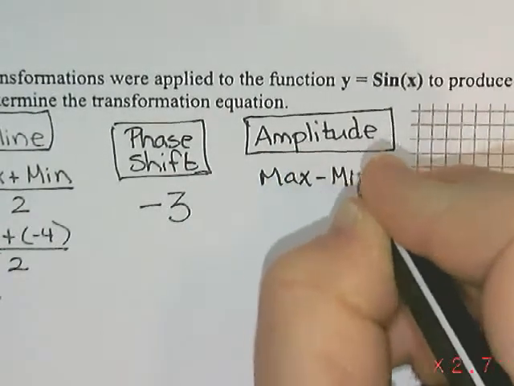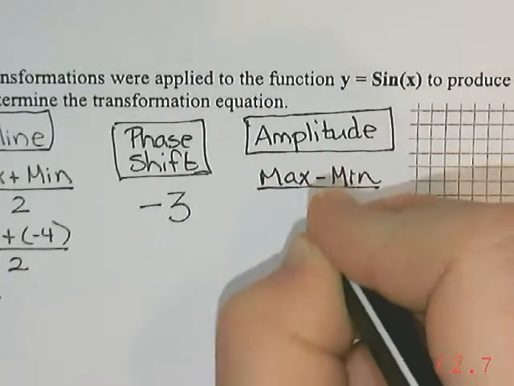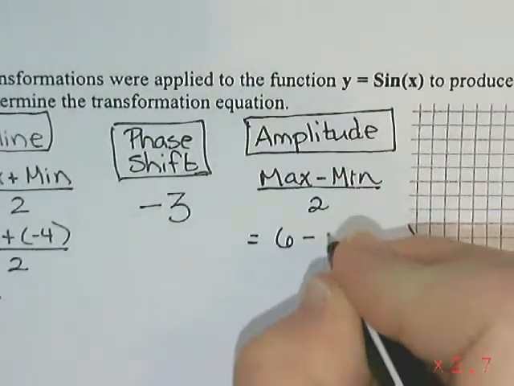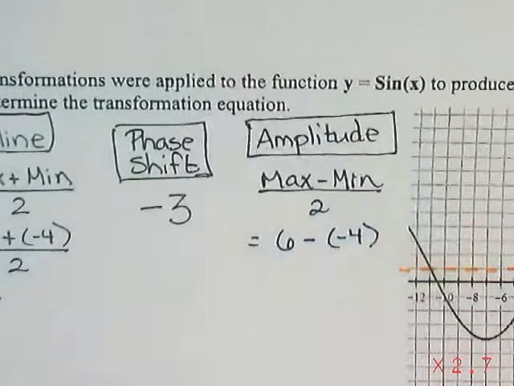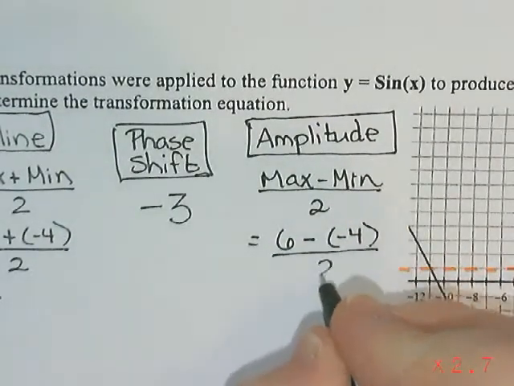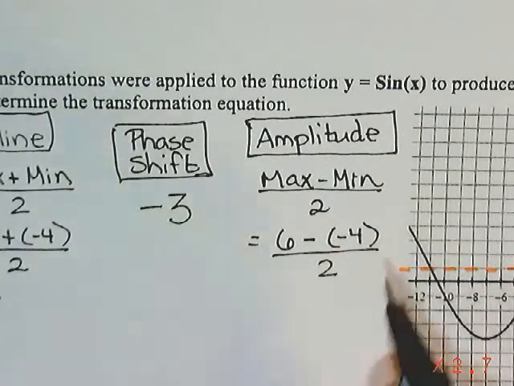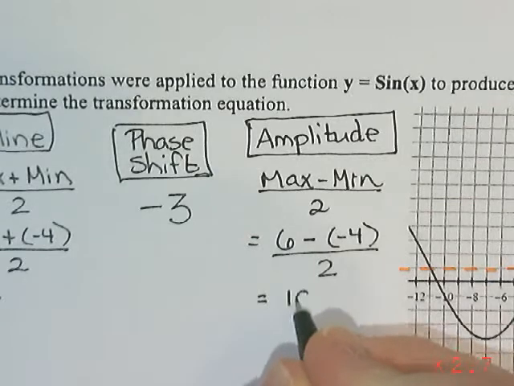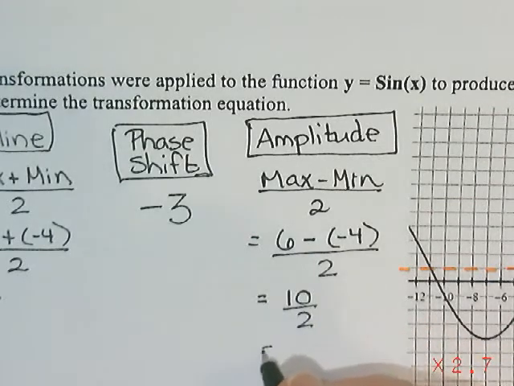So max minus min divided by 2. The maximum is still 6. The minimum is still -4. So I am subtracting -4, and then that is divided by 2. 2 minus signs in a row make a plus. So 6 plus 4 is 10. And then 10 divided by 2 is 5, right?